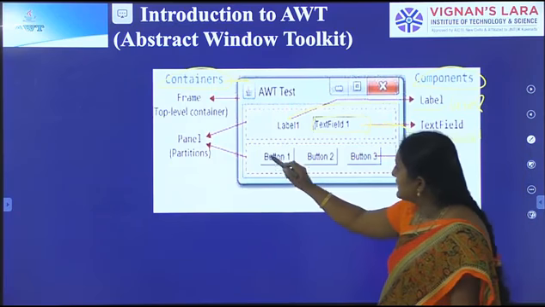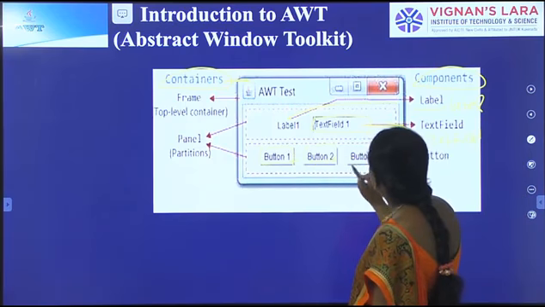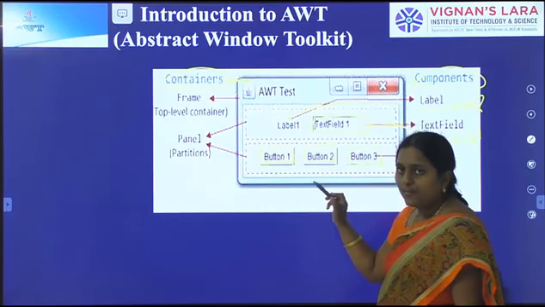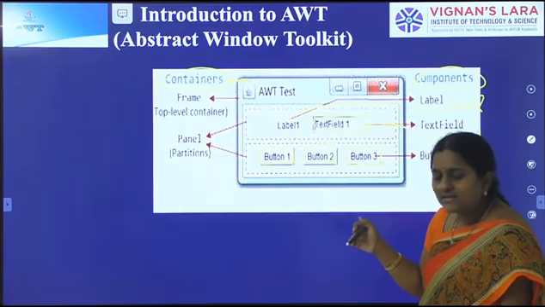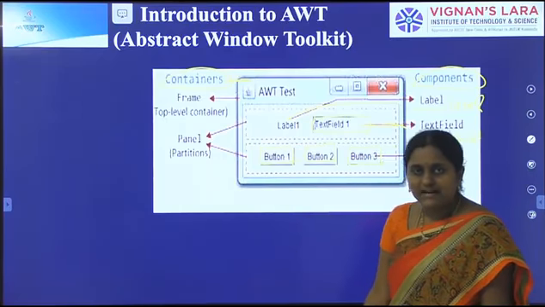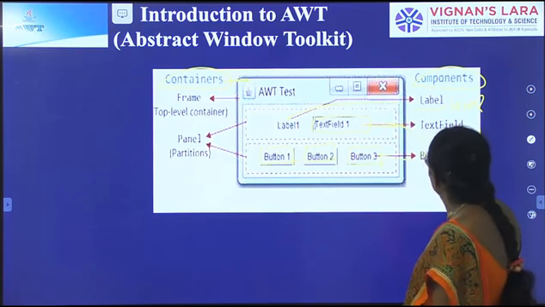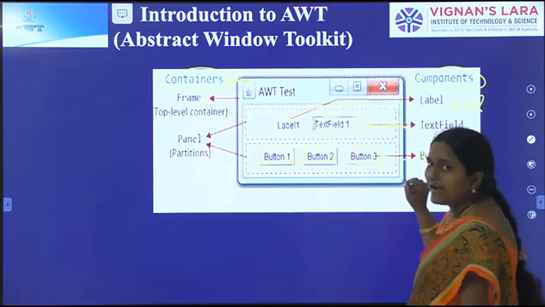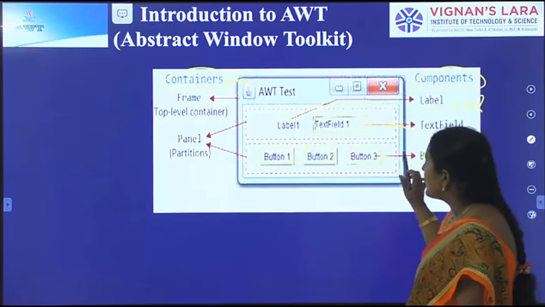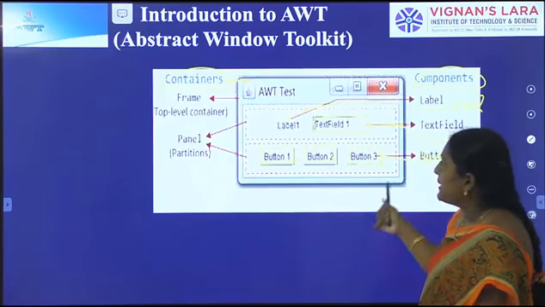Next, these are buttons: button 1, button 2, and button 3. A button is also a component. Whenever a button is pressed, which event is generated? An action event is generated. So these all are GUI components: label, text field, and buttons.